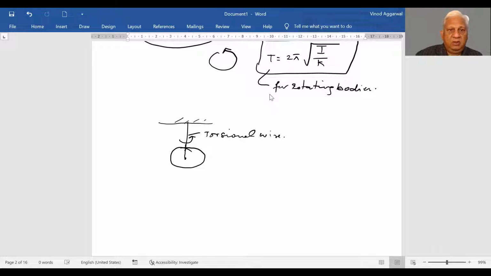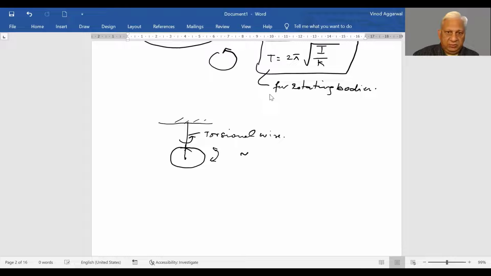Now what happens is we give a slight twist and release it. Then this body keeps rotating. It will go like this, then it will go like this. So it will keep on going like this in a simple harmonic motion.